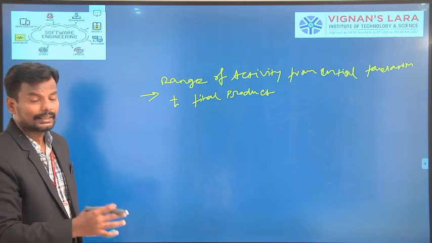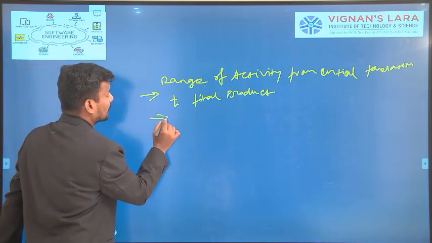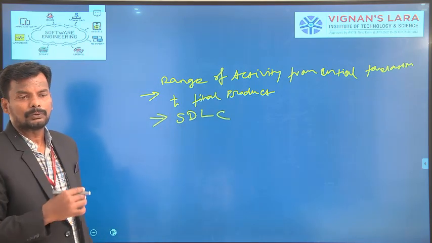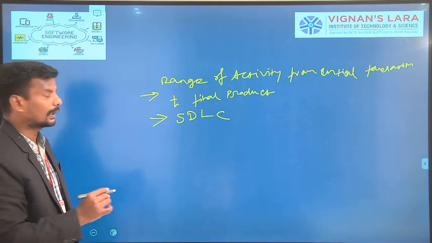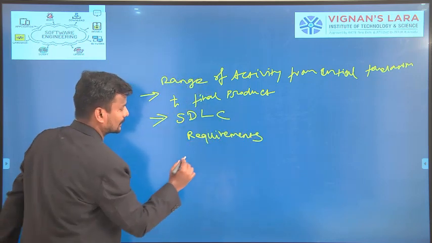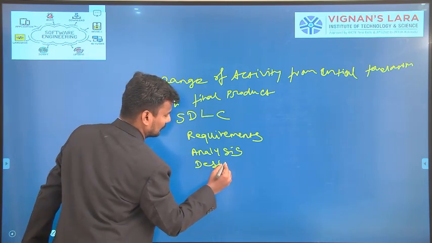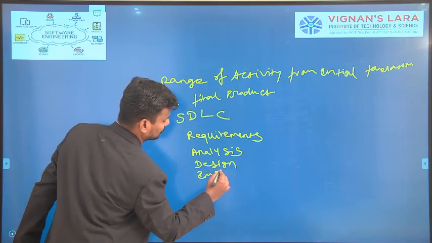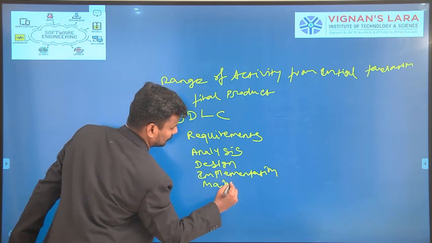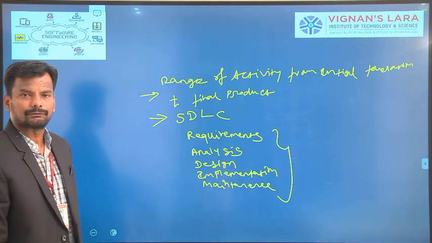Software process is nothing but the entire range of activities from initial foundation of the customer to the final product. This software process is also called the software development life cycle, SDLC. In this software process, we have to implement the software. The software process consists of 5 steps: that is the requirement, and then second is the analysis, and the third one is the design, and then fourth one is the implementation, and then fifth one is the maintenance.